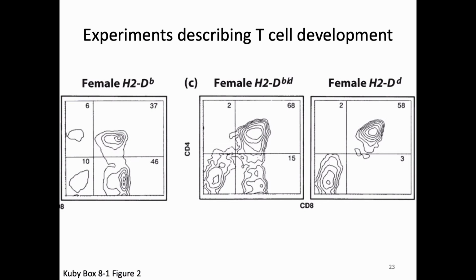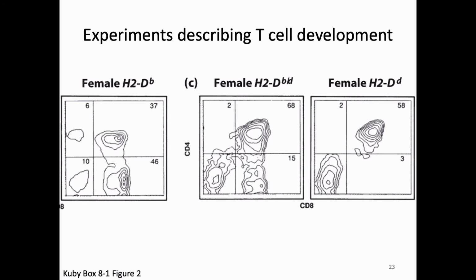And so these are the data, and basically this is what they see. So if they look at the mouse, oh, actually, hold on. B is the match. D is not the match. There we go, that's better. They look at the mouse where they have the matching MHC type.